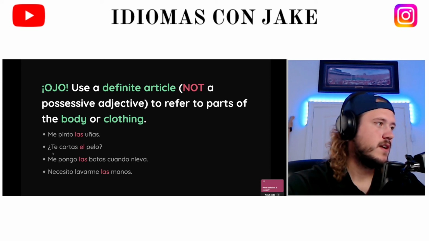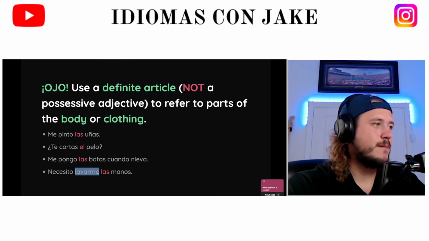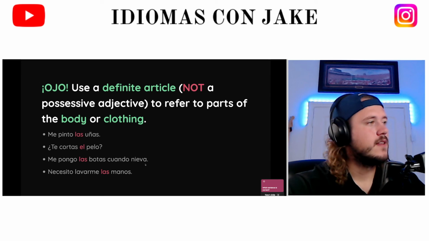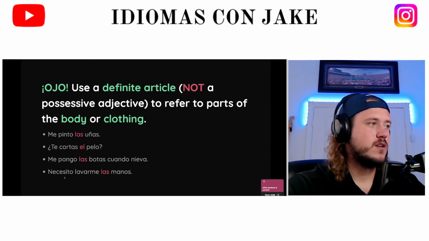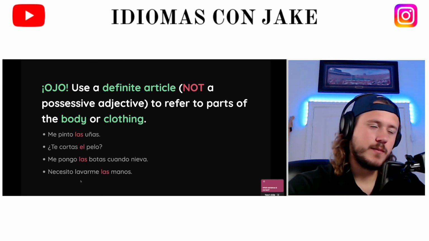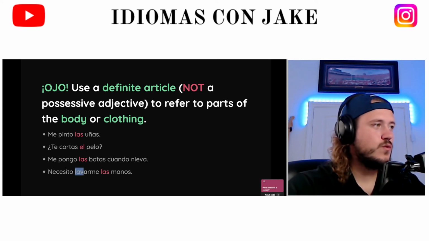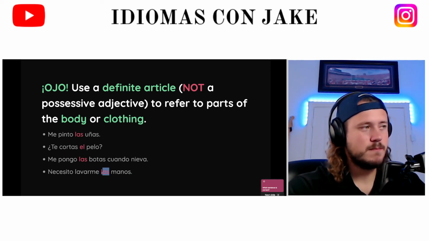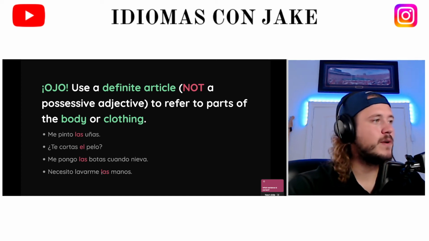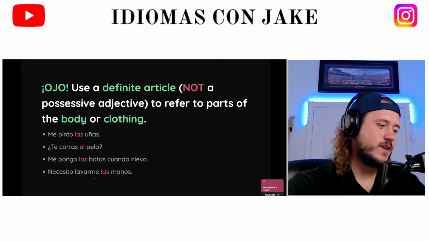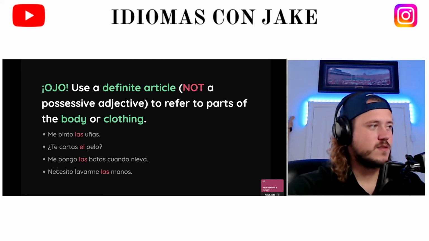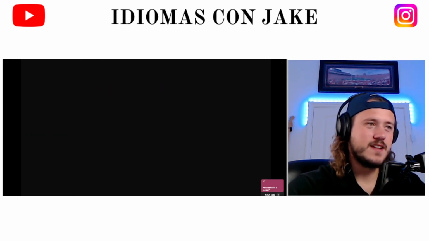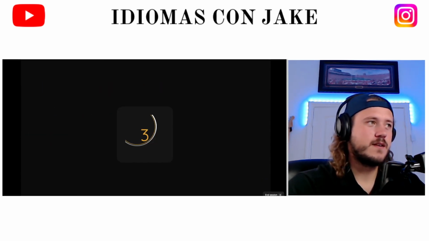One last example. Necesito lavarme las manos. Okay, this is another example where it's a verb with another infinitive verb, just like we learned about a week ago. I need to wash myself the hands. So I will not say necesito lavarme mis manos, because if I say mis, if I say my hands, I'm just being a little bit too redundant in Spanish. In Spanish, we like redundancy, but not quite that much. So necesito lavarme las manos. I need to wash myself the hands. Y vamos a ver.